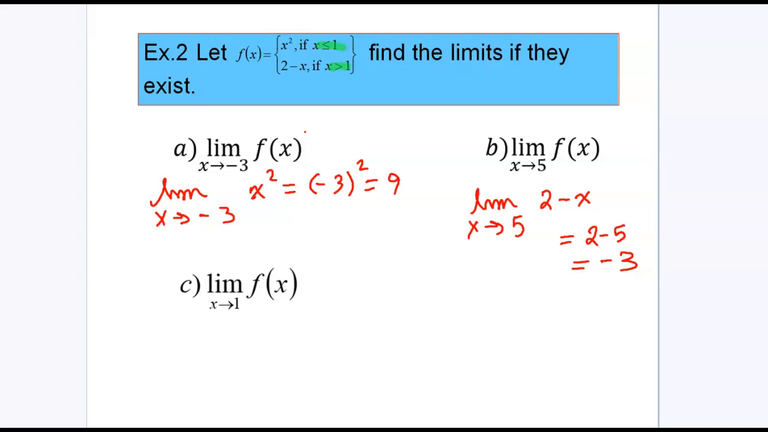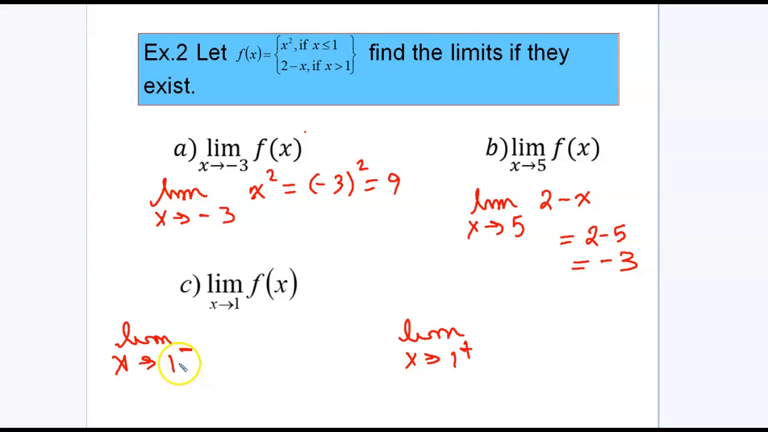Now the last part, you have to be careful, because this is a limit as x approaches 1, and 1 is where the function changes behavior. Left of 1, it is x squared. To the right of 1, it's 2 minus x. So to figure out if there's a limit at 1, we have to determine the limit as x approaches 1 from the left and the limit as x approaches 1 from the right.